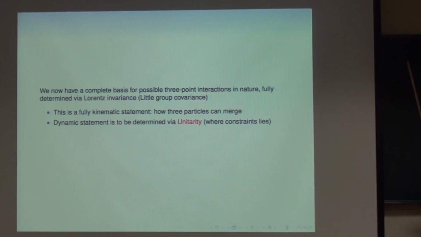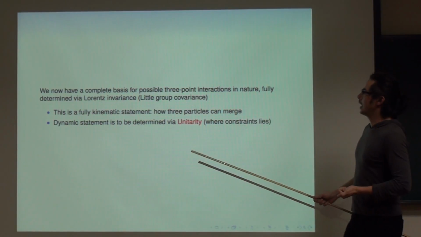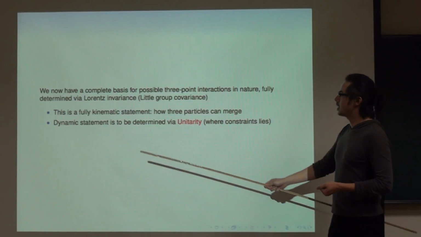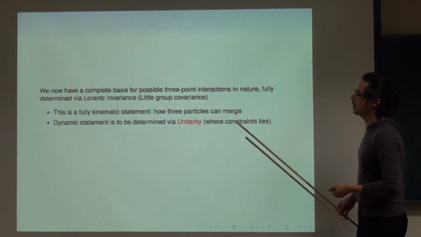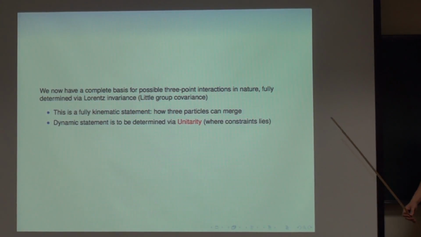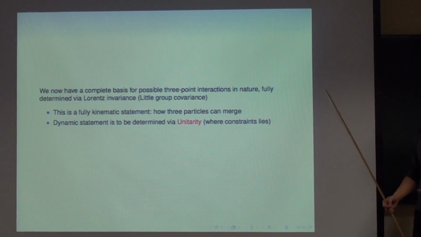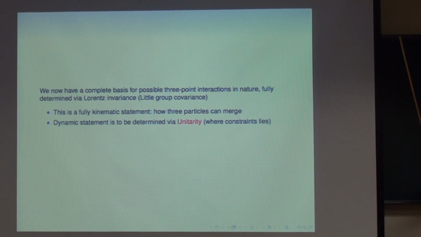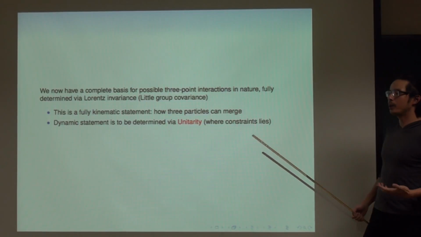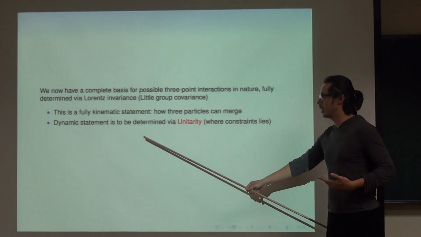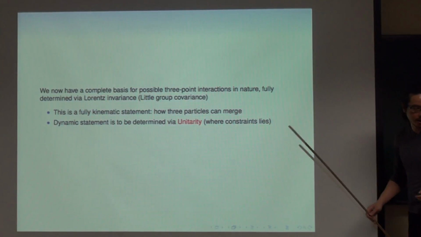So what can we do? Well, first of all, we see that we have a complete basis, and this is really settled by just a kinematic statement. This is basically just asking how three particles can merge together. And by assuming Lorentz invariance, this also already gives you a strong constraint on what the final answer is. But now we would like to ask a dynamical question, and the dynamics is going to be determined by unitarity.